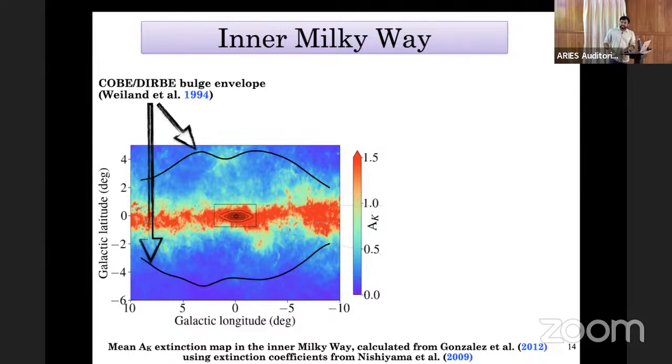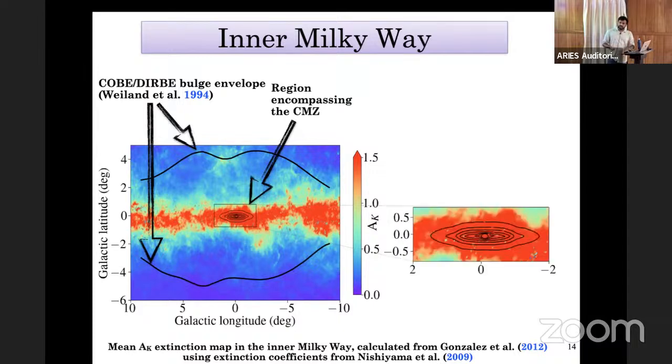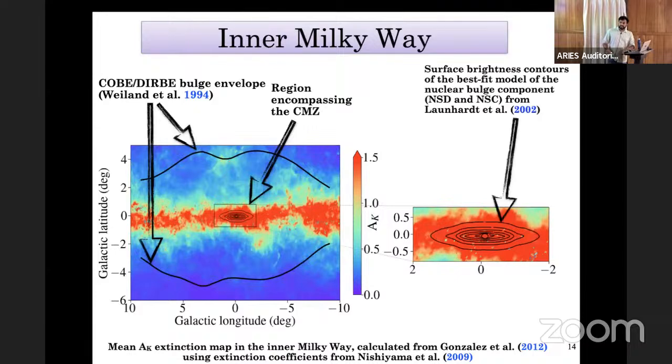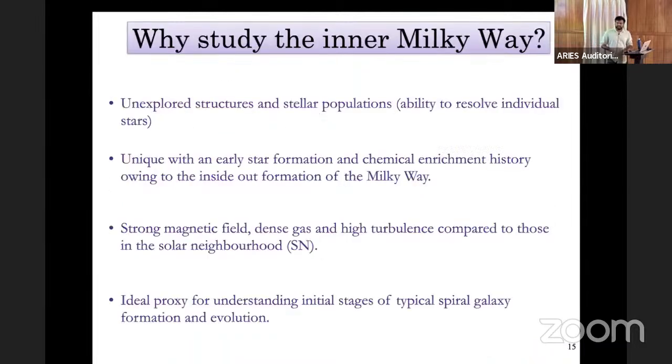This represents the bulge envelope of the Milky Way. And then this is the region encompassing the central molecular zone, which consists of a lot of molecular gas, but the star formation is found to be much lower. And then there is a nuclear bulge structure, which consists of a nuclear stellar disk, which is a disk-like shape, and the nuclear star cluster, which is one of the most dense star clusters in the Milky Way. So these are all structures which we have identified morphologically, but we are not able to estimate accurate abundances, or we cannot characterize them chemically very well because of the observational limitations.